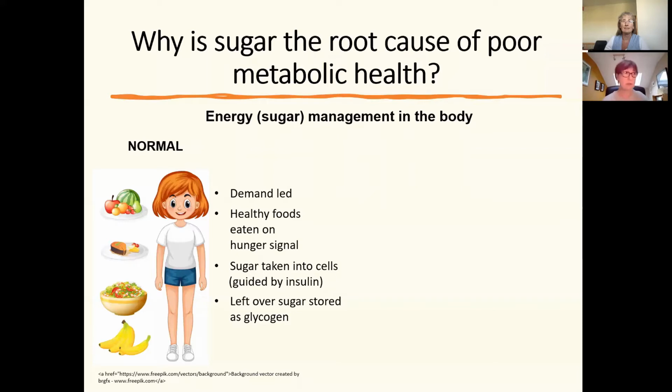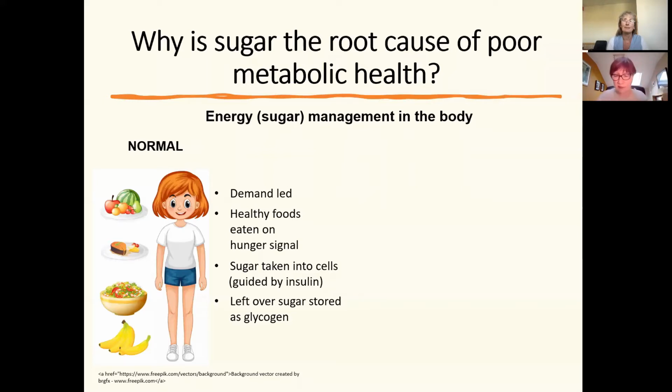So if you were going to go and exercise, or you're running for a bus or something like that, and you needed a sudden demand for sugar, then that glycogen would get broken down, go back into your blood and get taken up by the cells again.